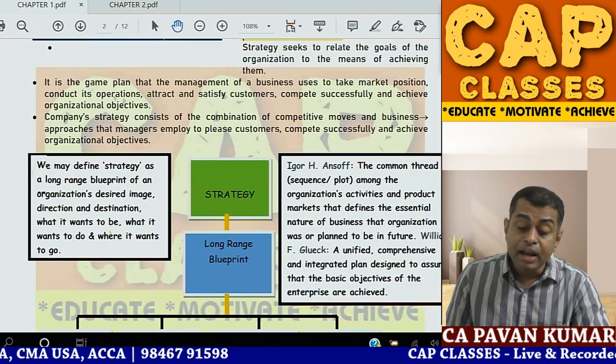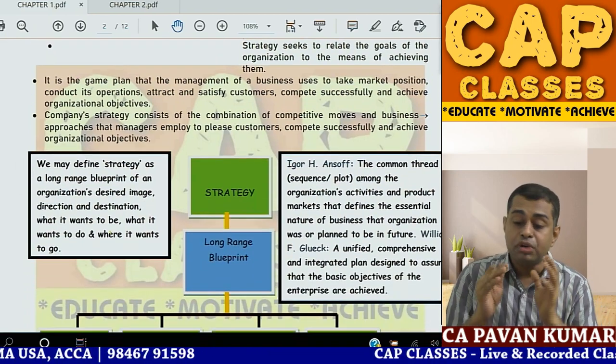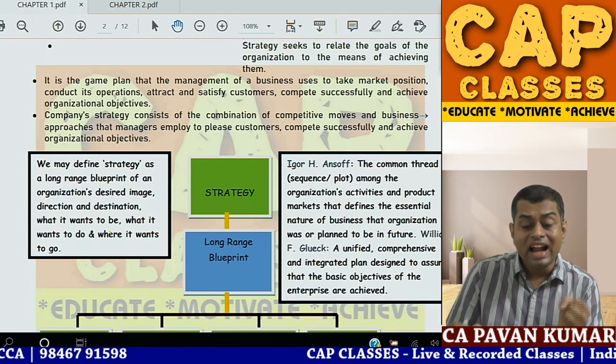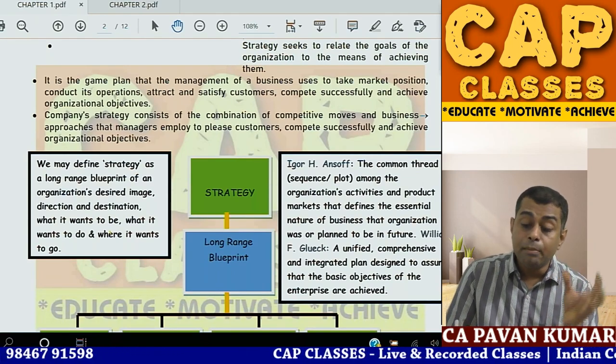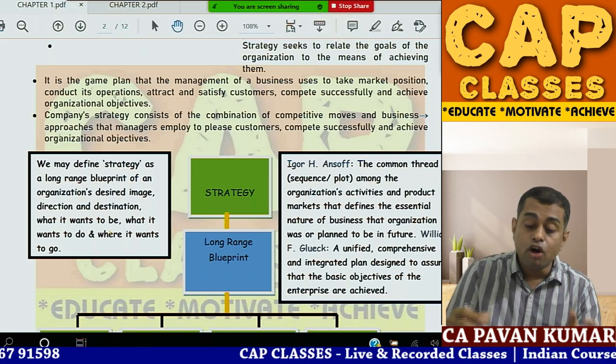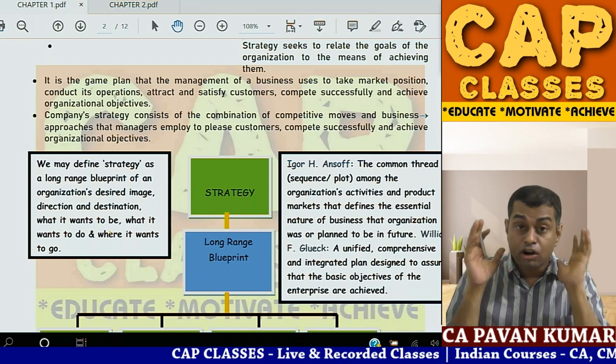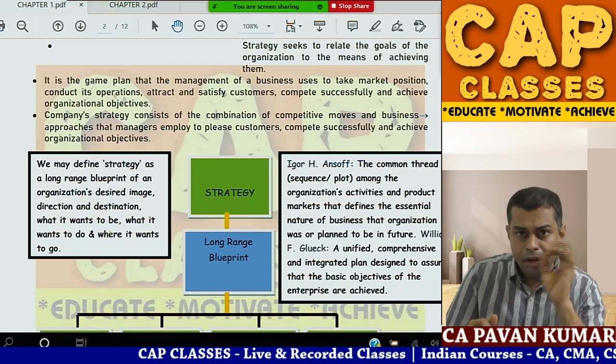It is the game plan that the management of a business uses to take market position, to conduct its operations, to attract and satisfy customers, to compete successfully, to achieve organizational goals and objectives. Oh my God. Now, point by point, one by one.